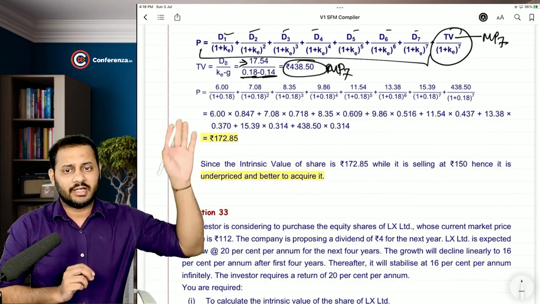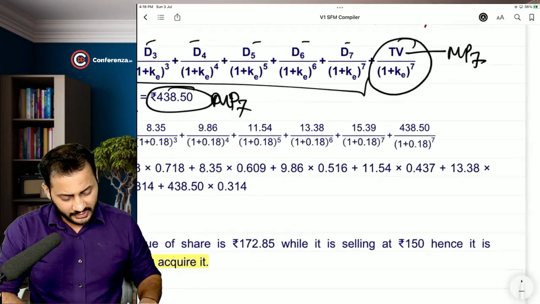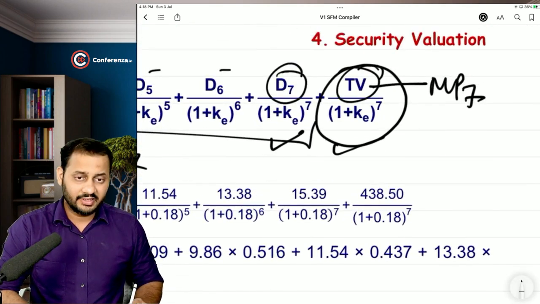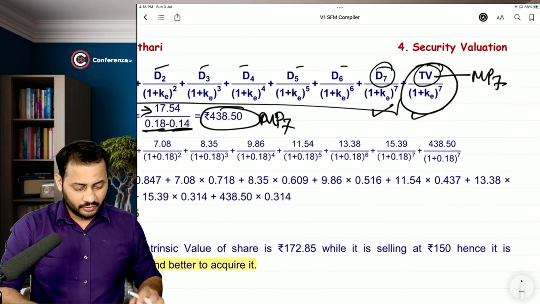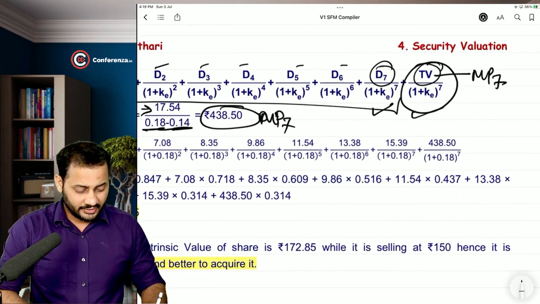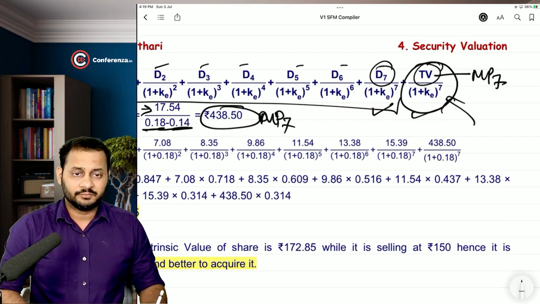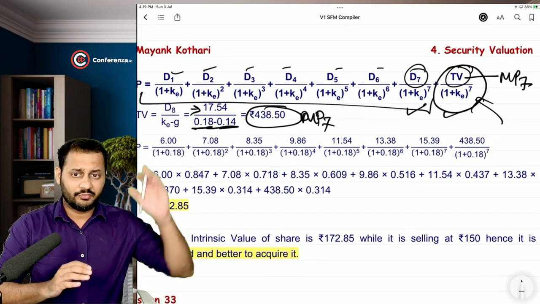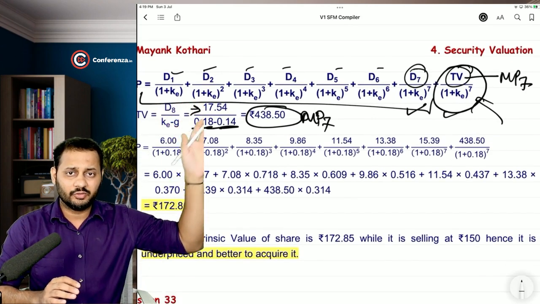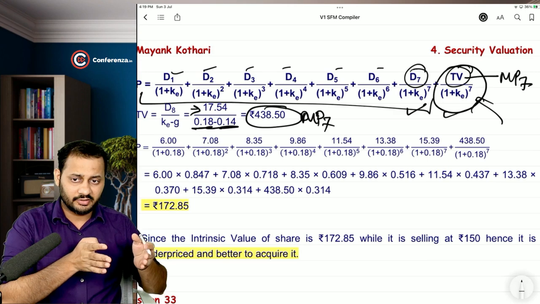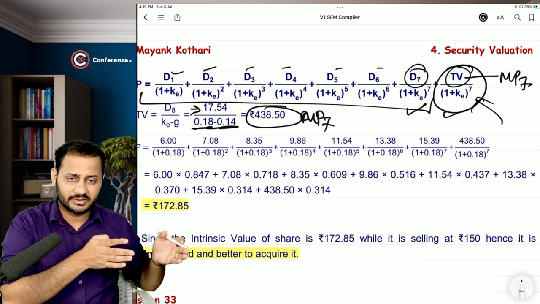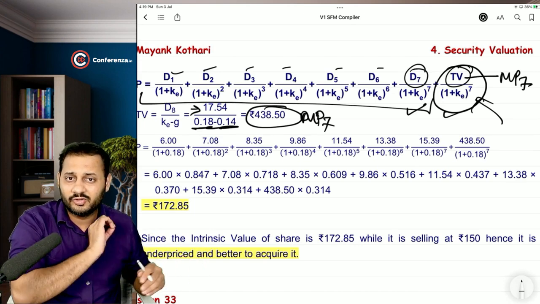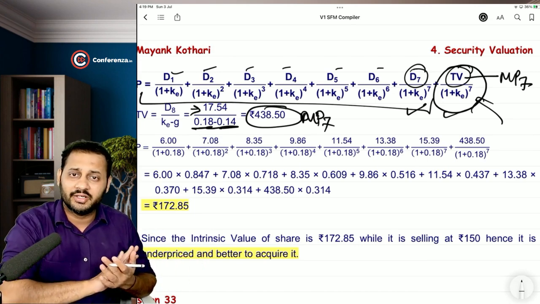I'm not going into the calculation of all this. Please remember one more thing, that the last 2, D7 and TV, are occurring at the end of 7th year only. So do not by any mistake take 8th year factor here. Most students make mistakes, as they form a habit of increasing 1 year at every calculation. First year factor, second year factor, third, 4th, 5th, 6th, 7th, 8th year factor. The moment you write 8th year factor, you are going wrong. From that point onwards, you are not going to get any mark.